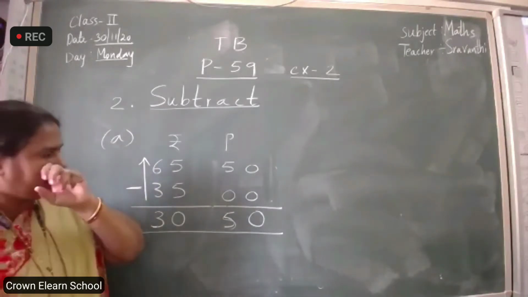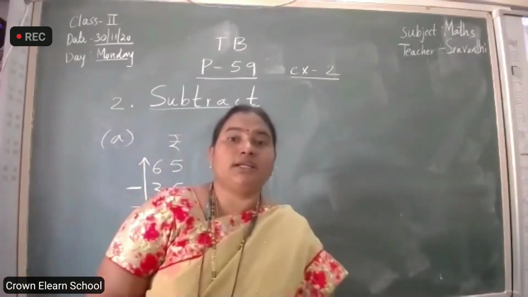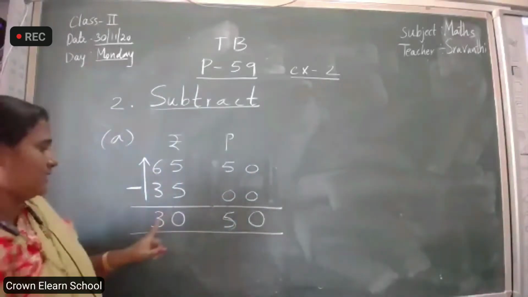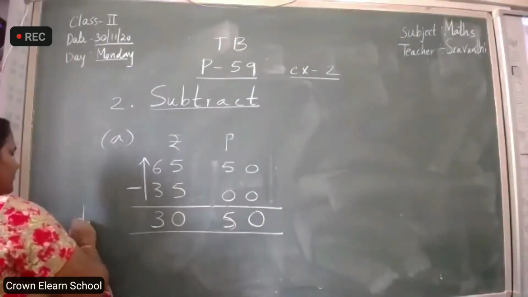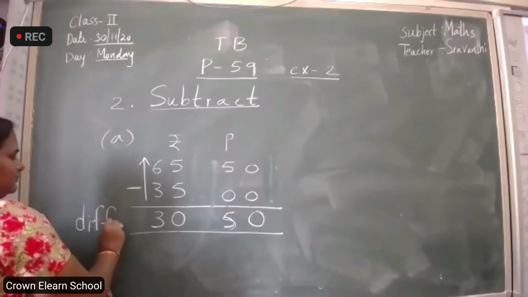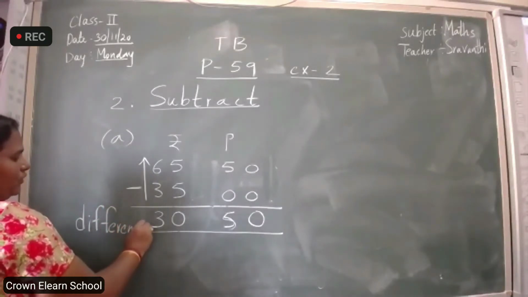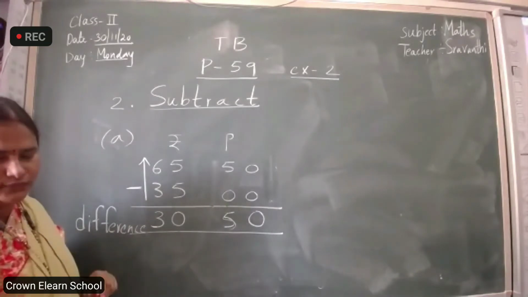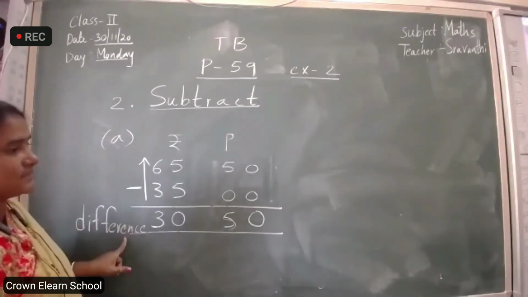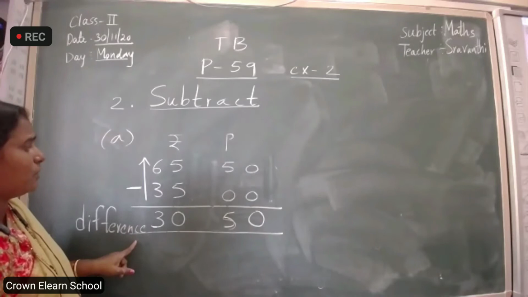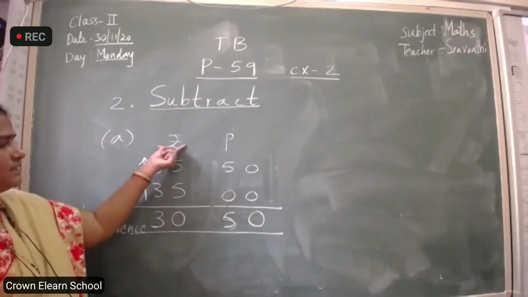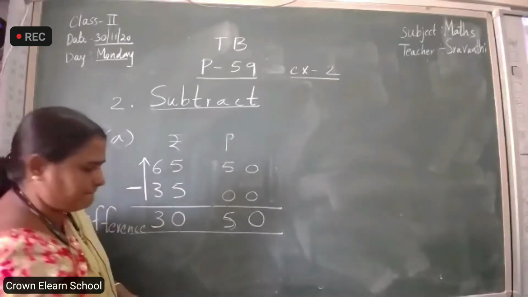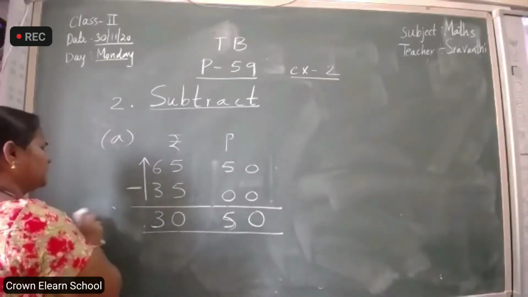Now tell me, the answer in subtraction, which we get, is called the difference. This is called difference, no? The blank is given. What is the difference? The difference amount is 30 rupees 50 paise. Okay? Have you done this?